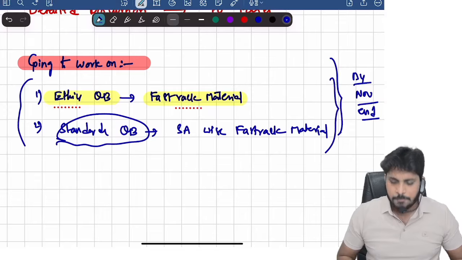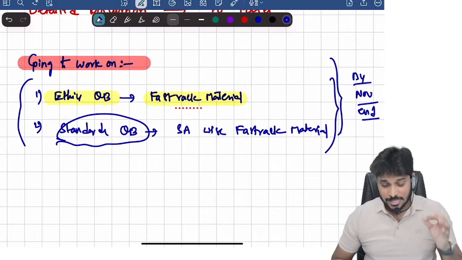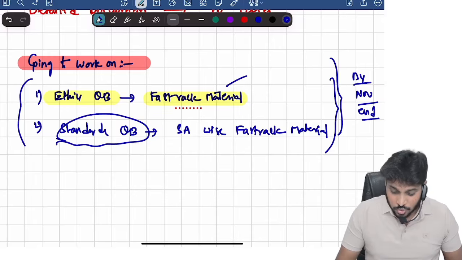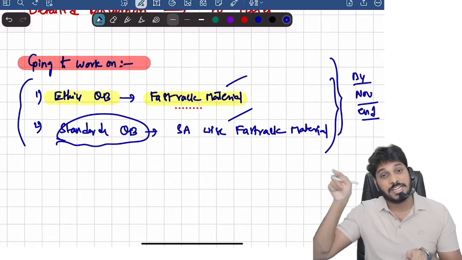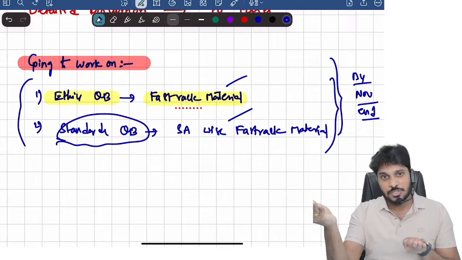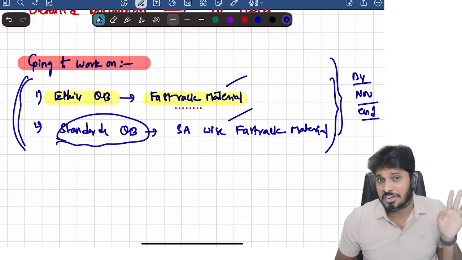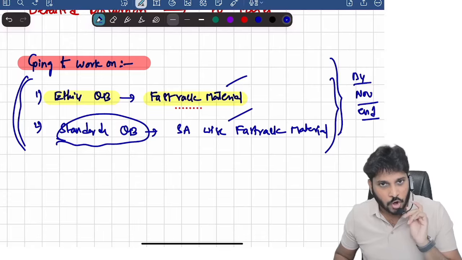For these 2, I will also upload a revision class for Jan exams. These 2 PDFs also we are going to give you. And preferably we are going to incorporate these 2 PDFs in our upcoming 2026 GOAT notes, or at least we will incorporate them in the question bank. That's it. So this information I just wanted to share with all of you.